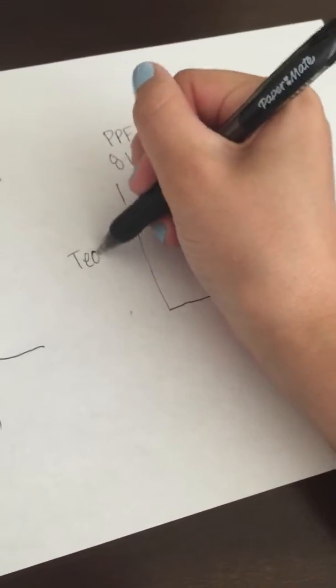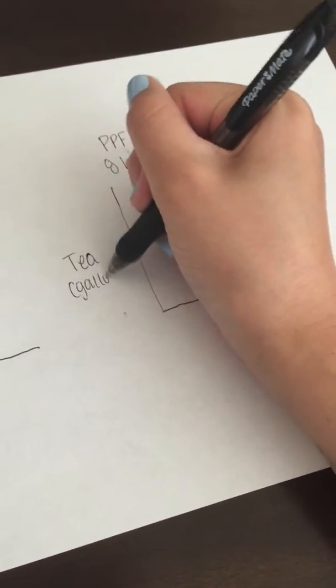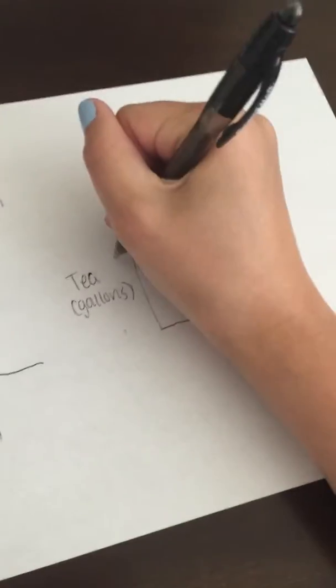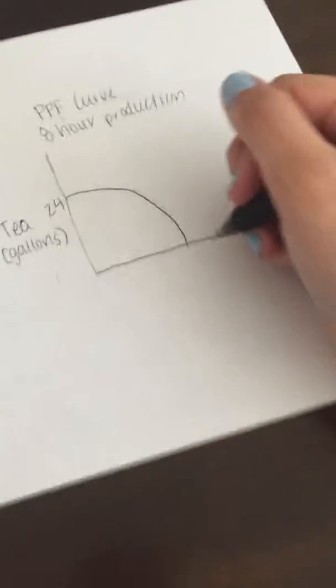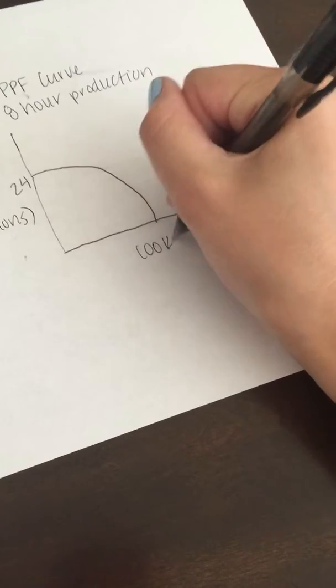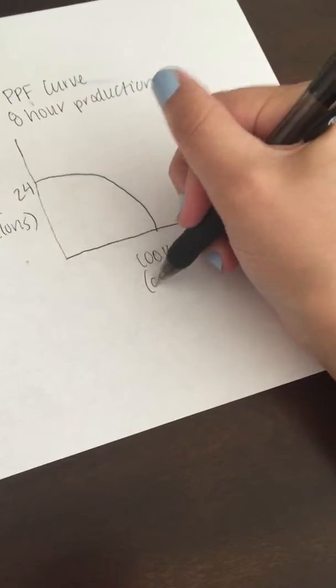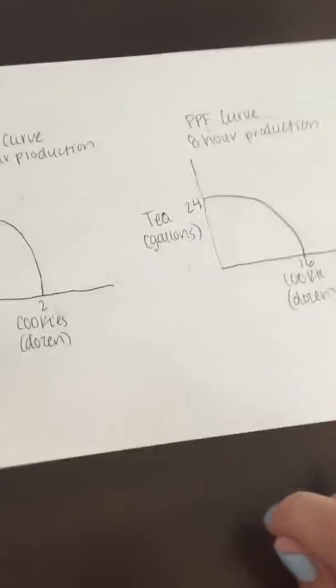I'm going to keep my tea at gallons, and I'm going to say I can produce 24 gallons in 8 hours. And then I'm going to keep my cookies by the dozen. And I'm going to say I can produce 16 dozen in 8 hours. And now I'm going to draw some dots on there, and then I'll explain those dots.